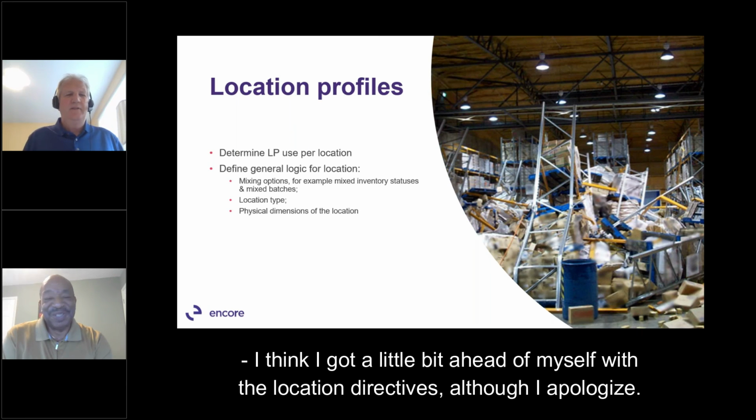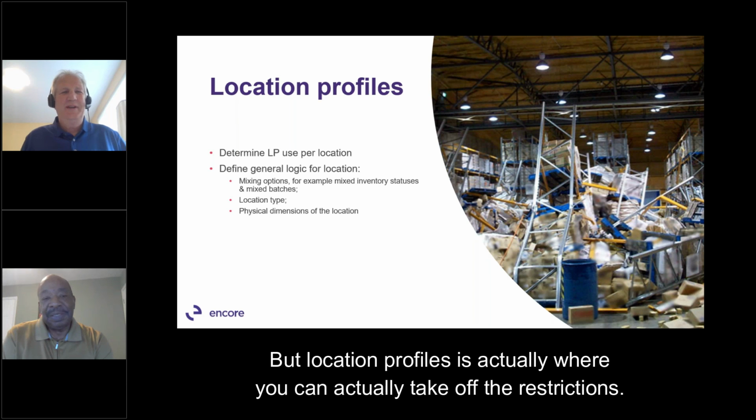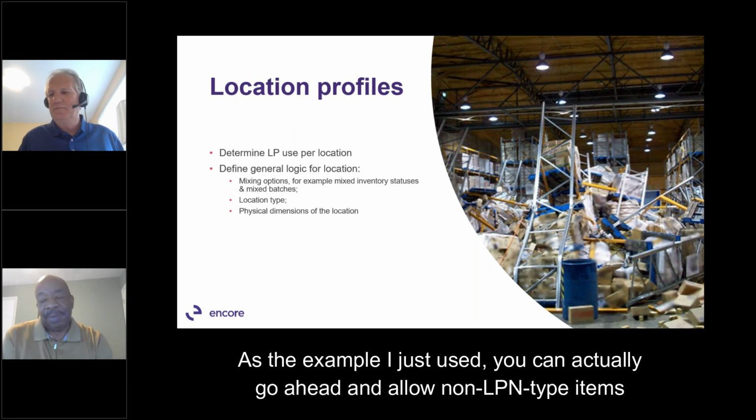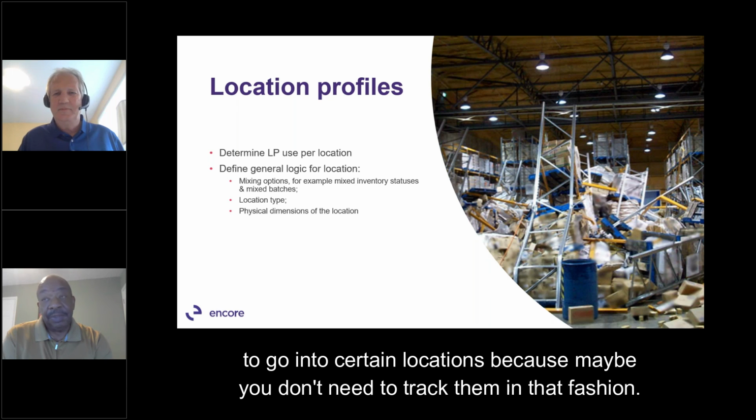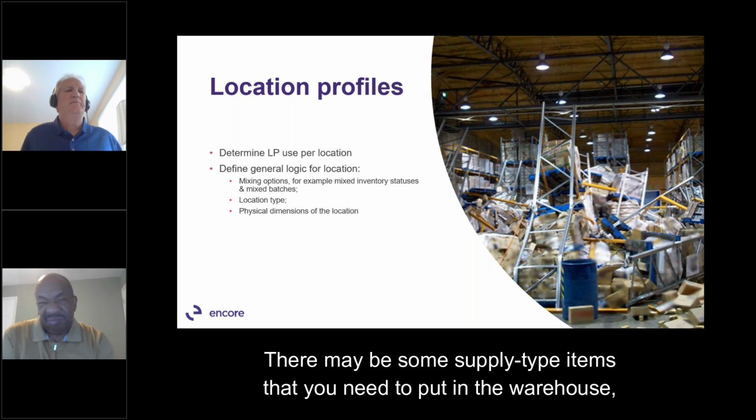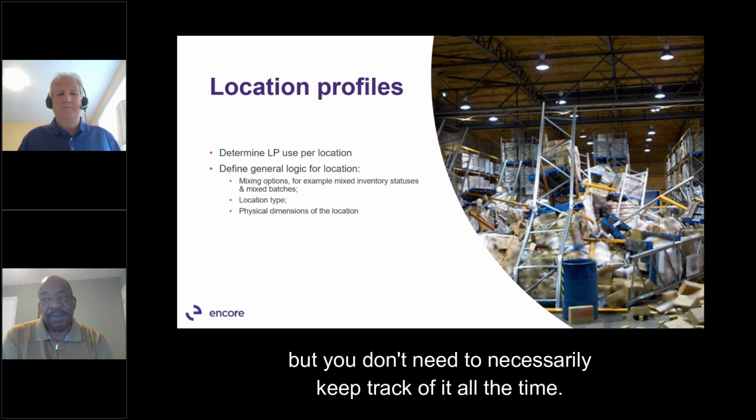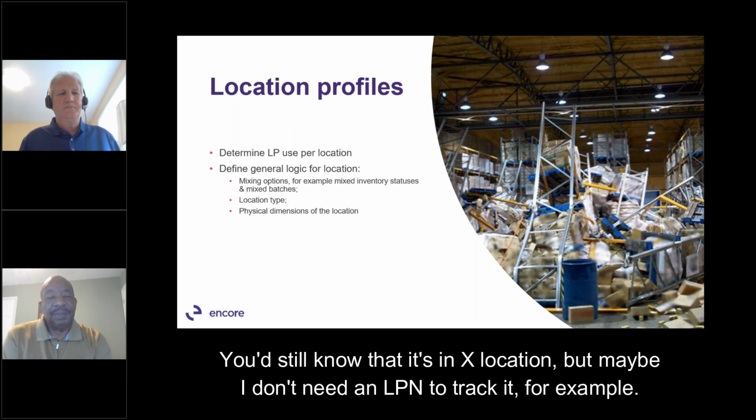I think I got a little bit ahead of myself with the location directives, so I apologize. But location profiles is actually where you can take off the restrictions. For example, as the example I just used, you can allow non-LPN type items to go into certain locations because maybe you don't need to track them in that fashion. There may be some supply type items that you need to put in the warehouse, but you don't necessarily need to keep track of them all the time. You'd still know that it's in X location, but maybe I don't need an LPN to track it, for example.